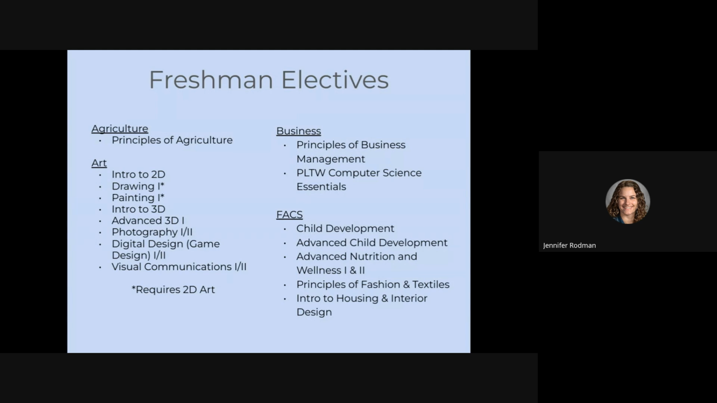We have the Family and Consumer Science Department, which has quite a few different options. Each of those typically are 1 semester options. A lot of these are 1 semester, some of them are 2 semester. We have child development; nutrition and wellness, which is a cooking class looking at different food groups and cooking; principles of fashion, looking at more sewing and styles of clothing; and then intro to housing and interior design, which is somewhat more in the architecture and how to design houses and buildings as well.